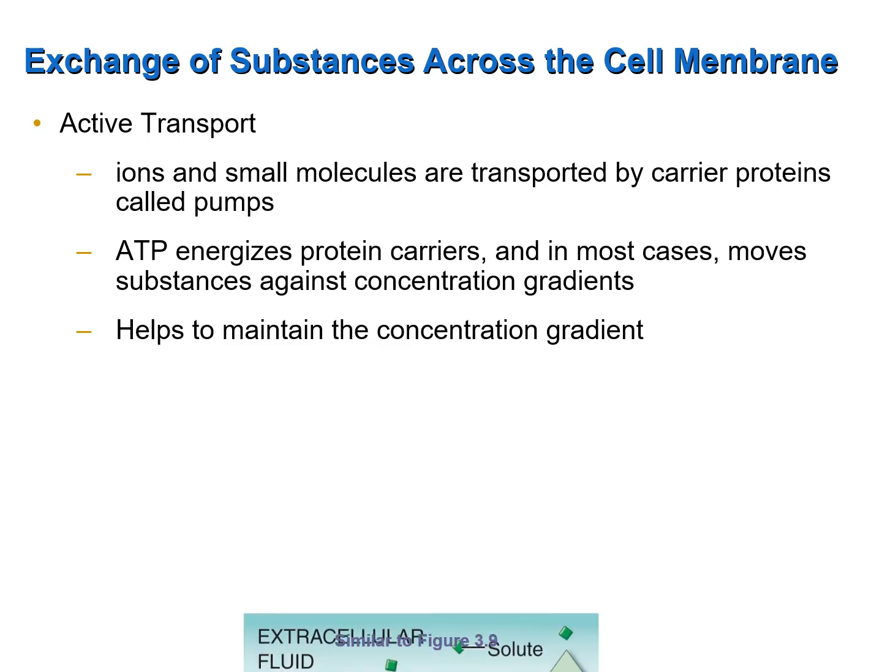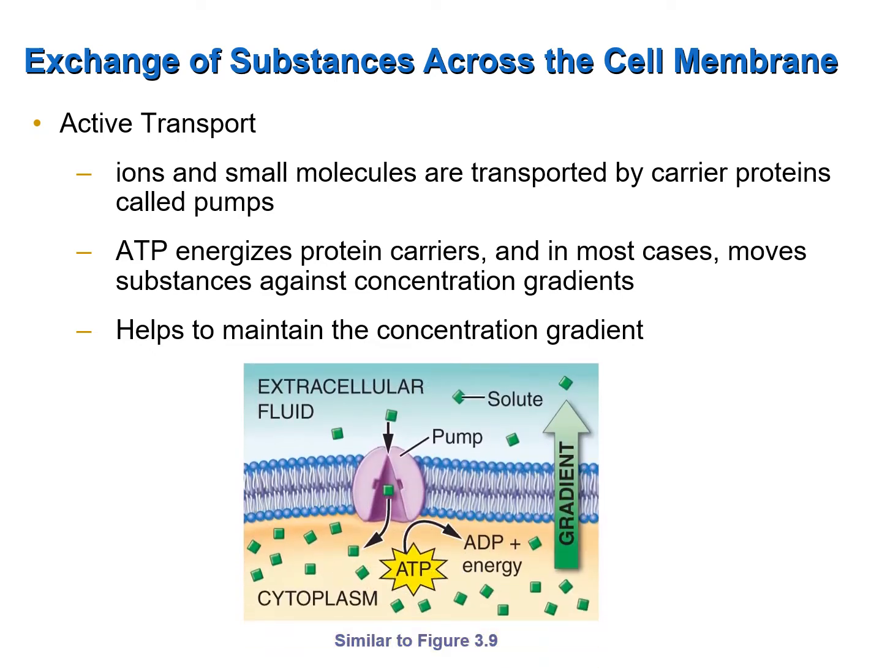To illustrate this, let's look at this figure from your book. The solute is symbolized by the green squares. Notice that the cytoplasm has a higher concentration of the solute compared to the extracellular fluid. So there is a definite gradient between the cytoplasm and the extracellular fluid for this solute. ATP energizes the pump, which is shown in purple, and that allows the pump to move the solute from low concentration to high concentration, and to maintain that concentration gradient.